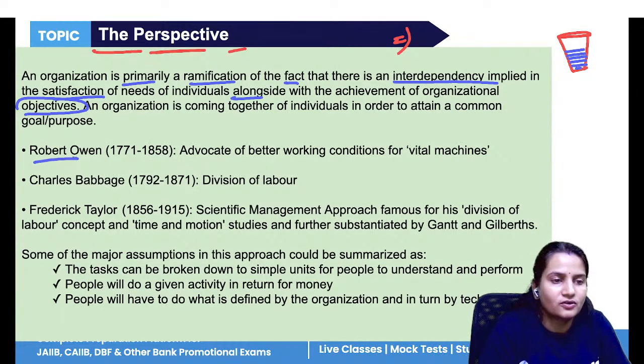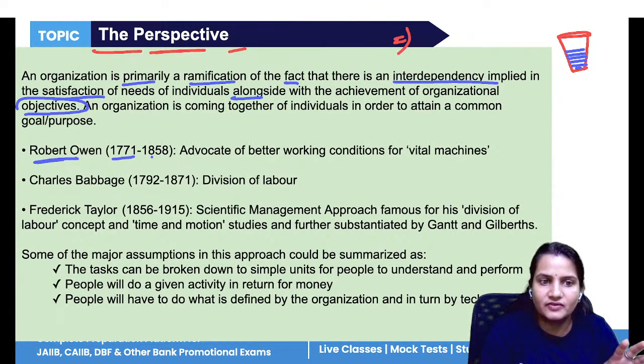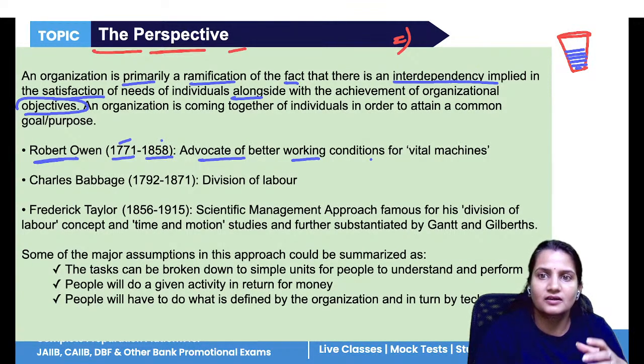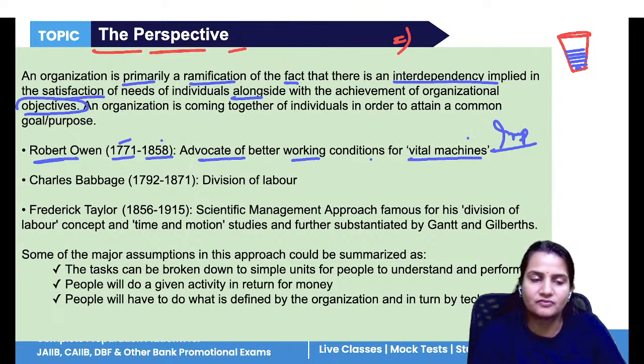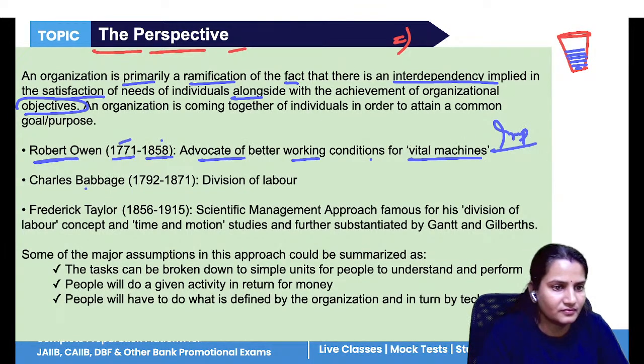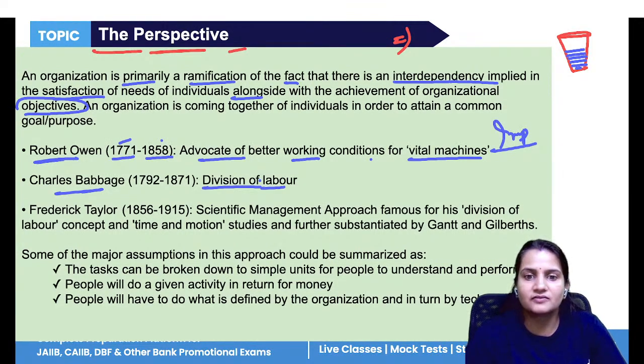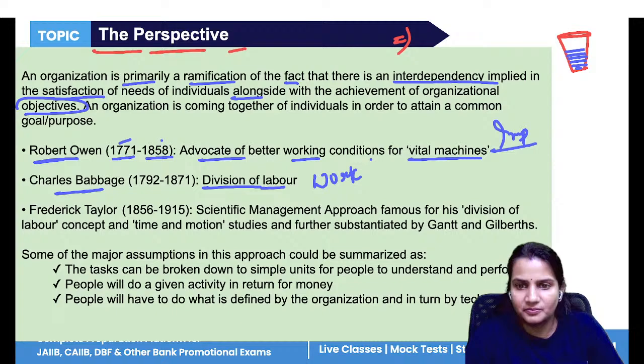Now, Robert Owen, 1771 to 1858, the date of birth and the date of death, advocated better working conditions. Robert Owen said that the humans, the employees, are vital machines. They are the important part of your company. Vital machines means they are important for your company. You have to treat them properly. Now, Charles Babbage has given the concept of division of labor. Division of labor means work should be divided properly.